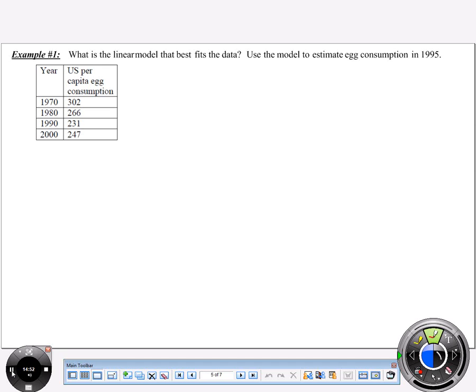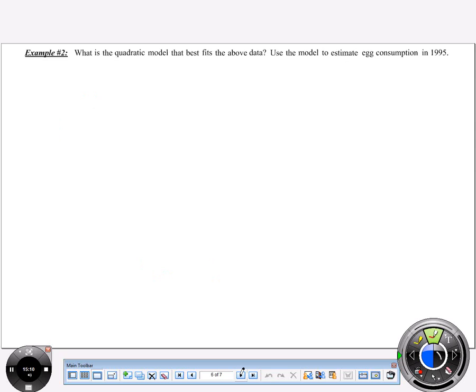So I want the answer to the second question. According to the linear model, what will the egg consumption be, or what was the egg consumption in 1995? All right. Okay. Then according to the quadratic model, how did that estimate egg consumption in 1995? Okay, and those aren't that different, right? And that's because at the beginning they're both going downward, right?